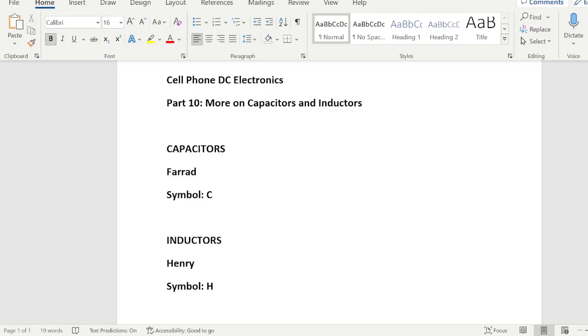Okay, let's talk about some more cell phone DC electronics. Let's do part 10, more on capacitors and inductors. For capacitors, they're measured in farads. And for inductors, they're measured in henries. Capacitors, the symbol is a capital C, and inductors, the symbol is a capital H.